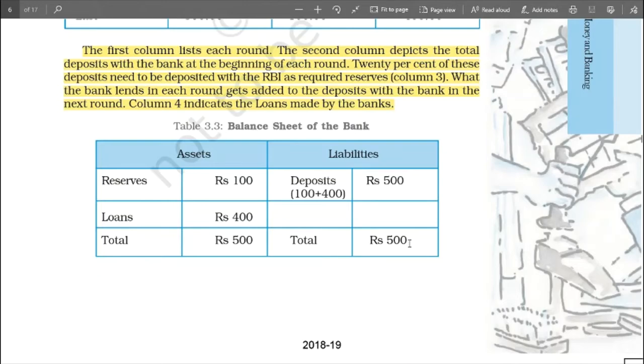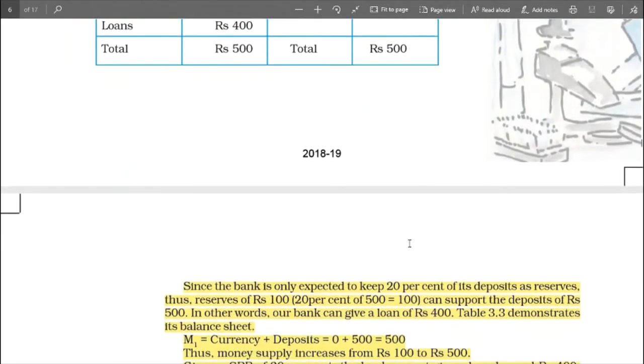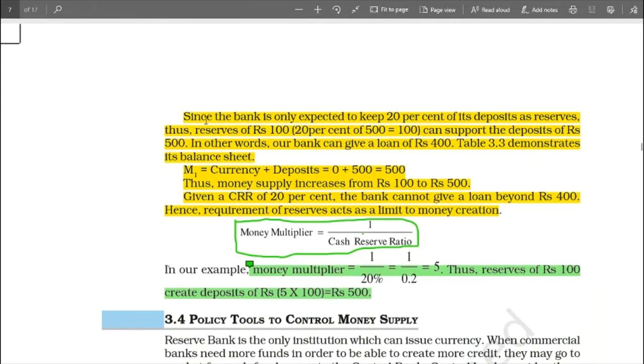And so you also have a sense that if this is not checked, then there will be over creation of credit. So that's why we have the central bank. In India, we have the Reserve Bank of India that controls this through its instruments. Okay, so let's try to conclude this.